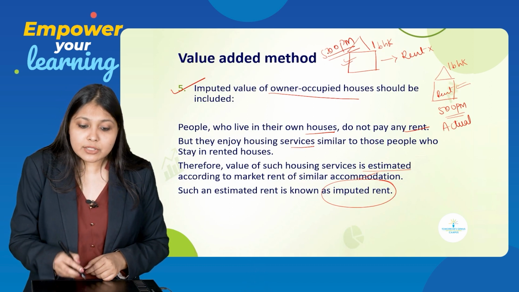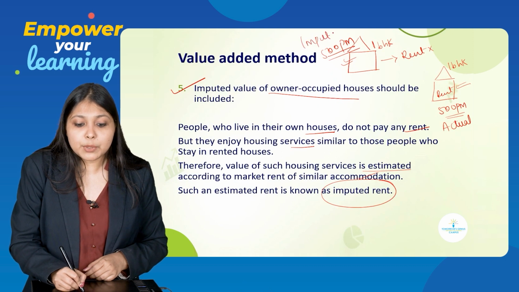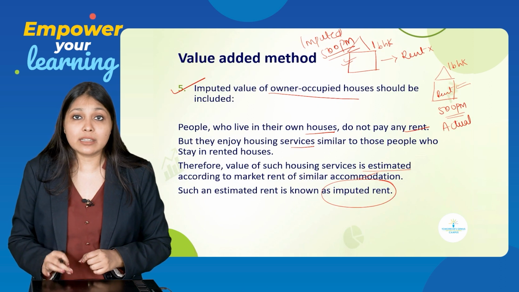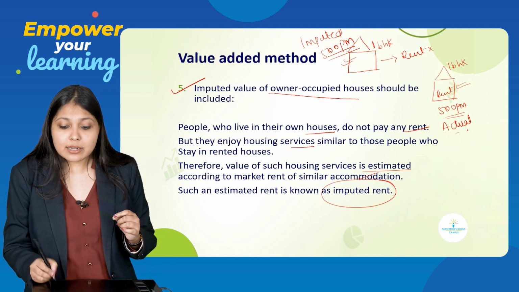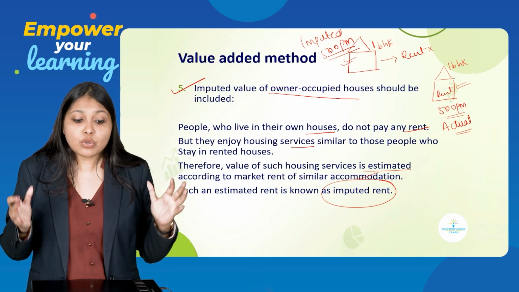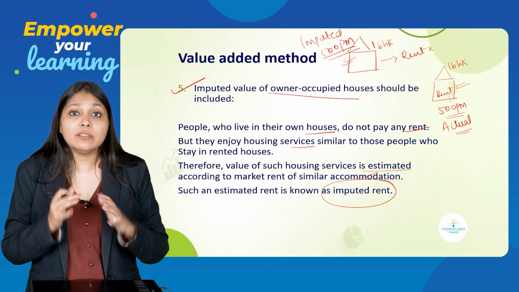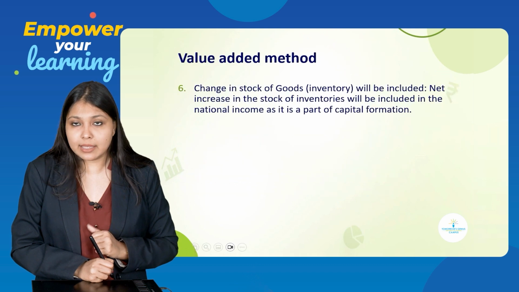So, this 500 rupees becomes your imputed value, imputed rent. That is, it's an imaginary rent. This is not the actual rent, whereas here, this is an actual rent which the person is paying. So, imputed values or imputed rent are always included while computing national income.